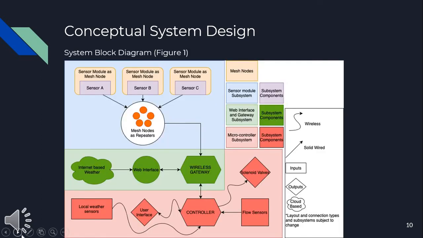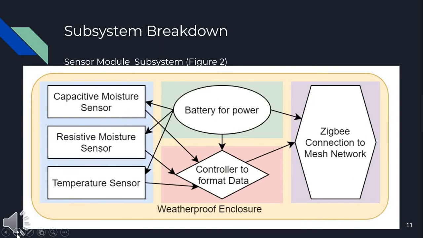Here we can see a general overview of our system. It'll be broken down into three main sections: the sensor module subsystem, the web interface and gateway subsystem, and the microcontroller subsystem. We will break these down over the next few slides and describe what they contain. All of the subsystems of our project are of equal importance. The system can't function without any one of them, so these are presented in no particular order.